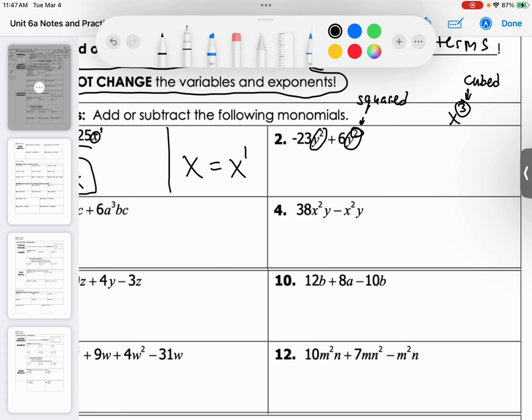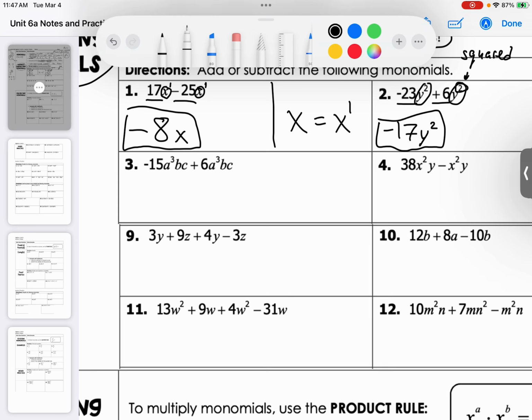So on number 2, we have negative 23y squared plus 6y squared. They both have y to the power of 2, so they are like terms because they have the same variable and exponent. They can be combined by doing negative 23 plus 6, which is negative 17. And then we don't change the variable or the exponent, so these y squareds, when we combine them, will stay y squared. Negative 17y squared would be the final answer.